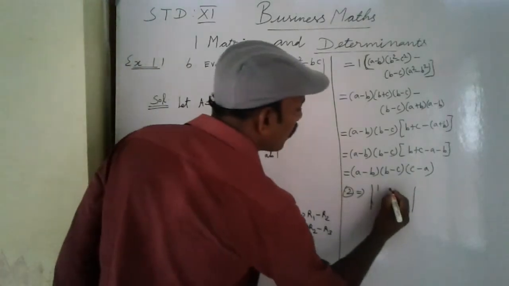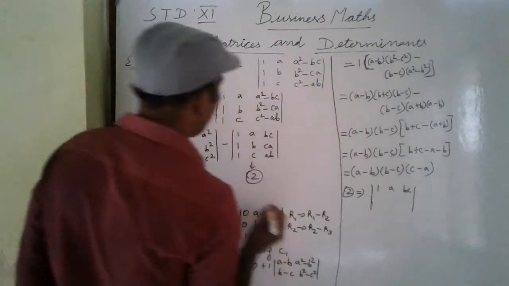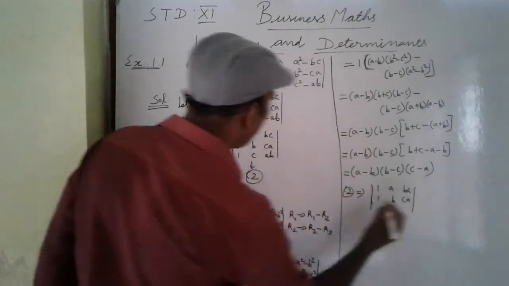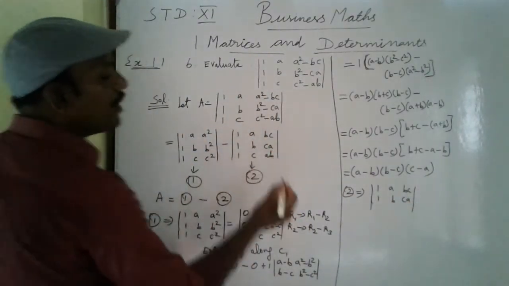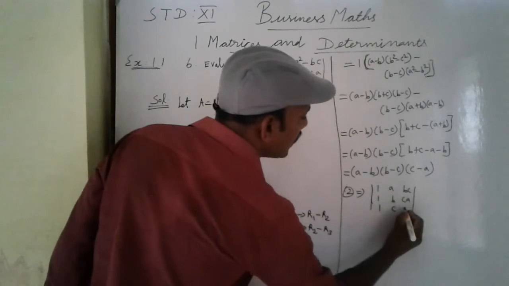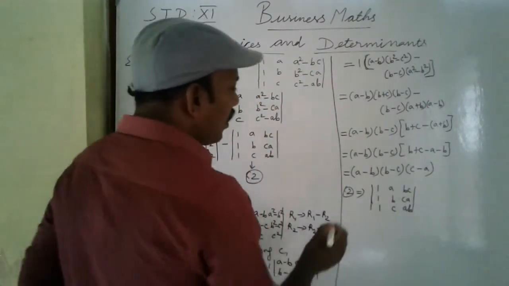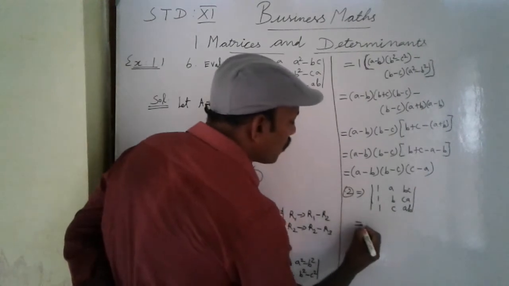1 a b c, 1 b c a, next 1 c a b. Now expand this. First we should follow this rule.